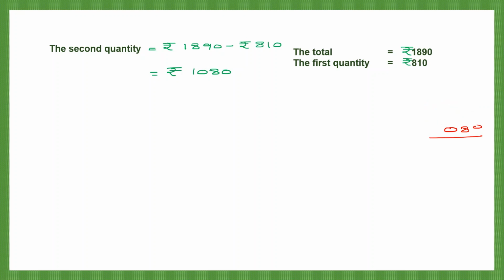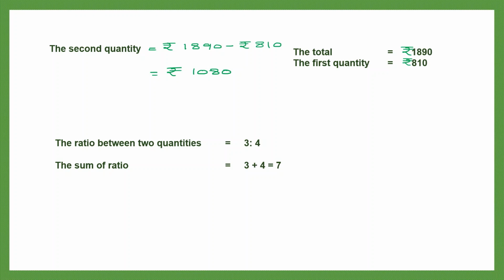Another way of doing it is like how we found the first quantity. So let's do that way also. Here the ratio between the two quantities is given to us. We found the sum of the ratio to be 7. Now to find the second quantity, we have to take the second number in the ratio, that is 4. So take 4 divided by the sum of the ratios, which is 7, and multiply the total quantity, which is 1890. Now the denominator here is 1.